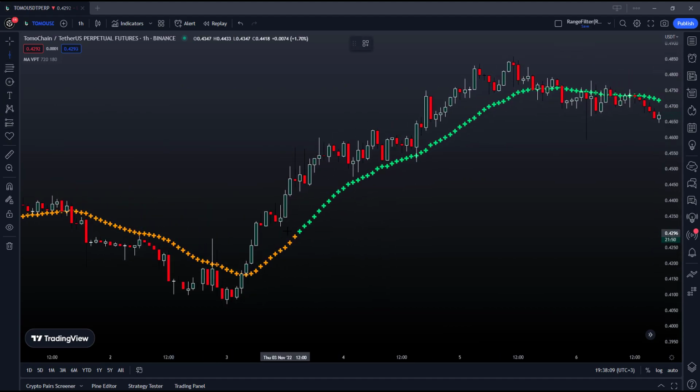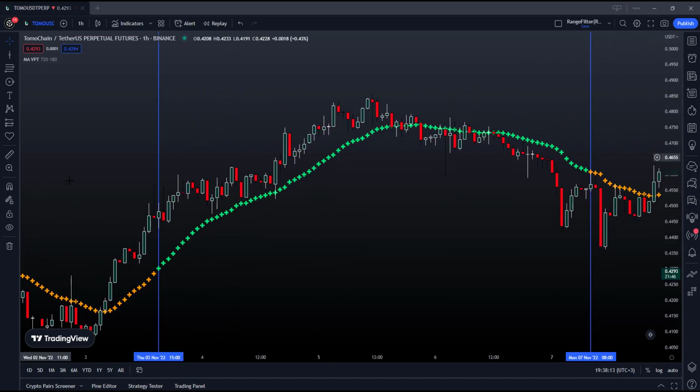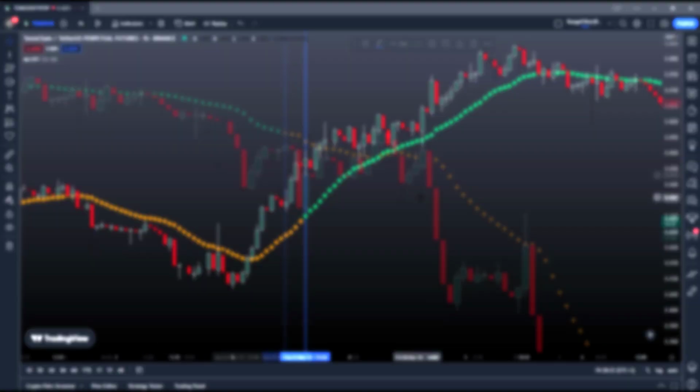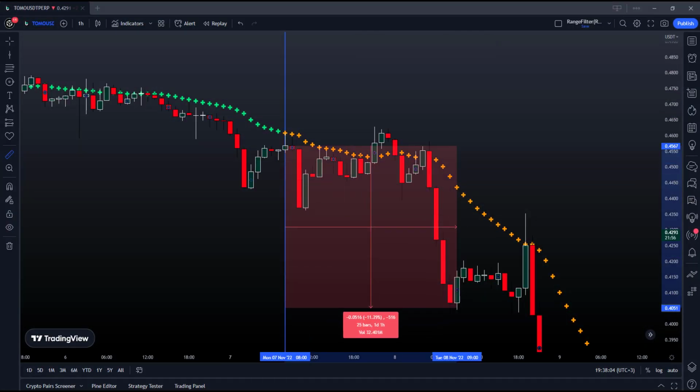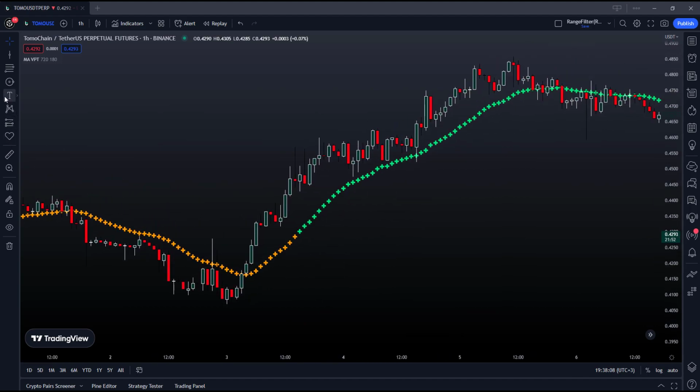Now, let's take a look at the advantages of this indicator. Confirm signals. The MAVPT indicator can be used to confirm signals from other technical analysis tools, such as trend lines, moving averages, and oscillators. This can help traders to make more confident trading decisions. We said the last sentence and we came to the end of the video.